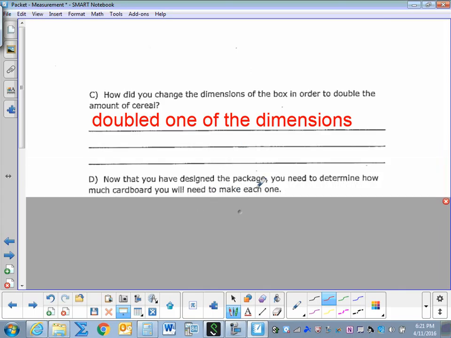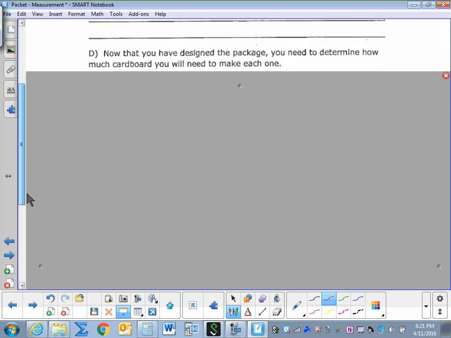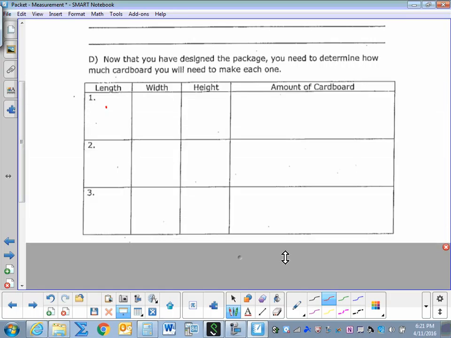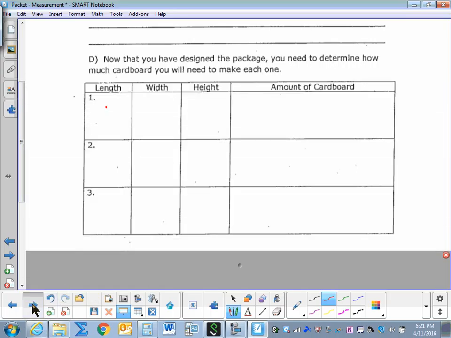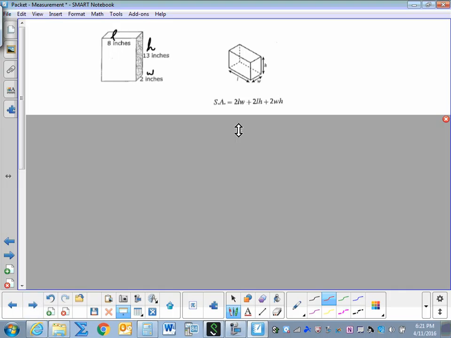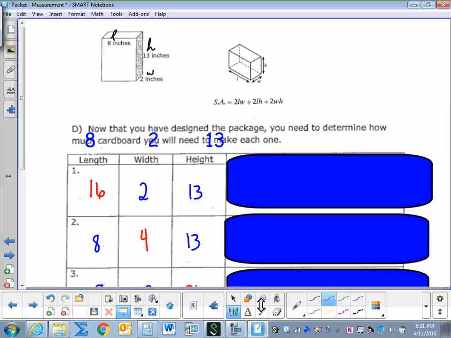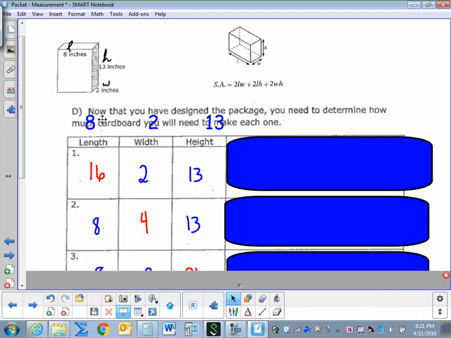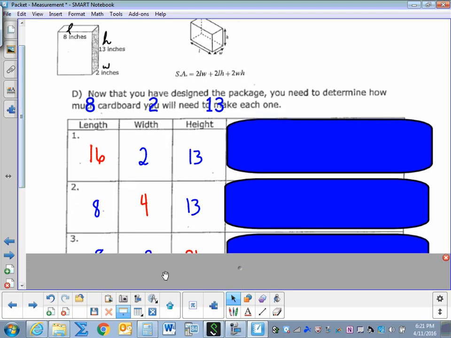Now that you've designed the package, you need to determine how much cardboard you'll need to make each one. So here we have our original figure of 8 by 2 by 13. Here's our formula for surface area of a prism.